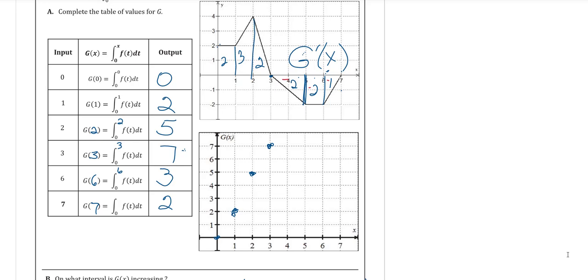Then we have 6, 3. And then we have 7, 2. And then we can connect these because we're dealing with continuous functions. Like, whoops, I shouldn't go past 7. I was afraid of that. Okay. There we go. Like that. Okay. Next question.